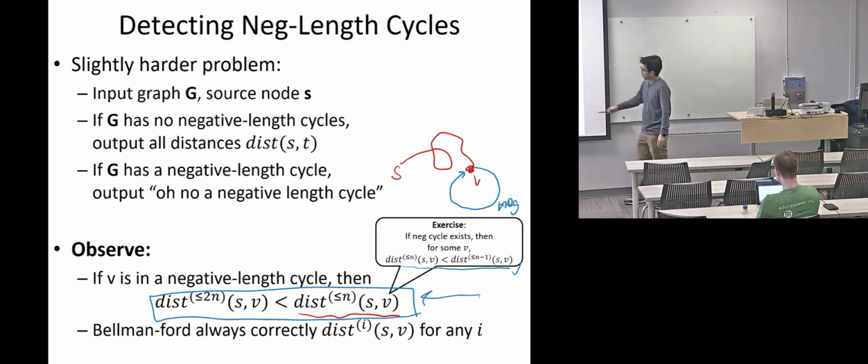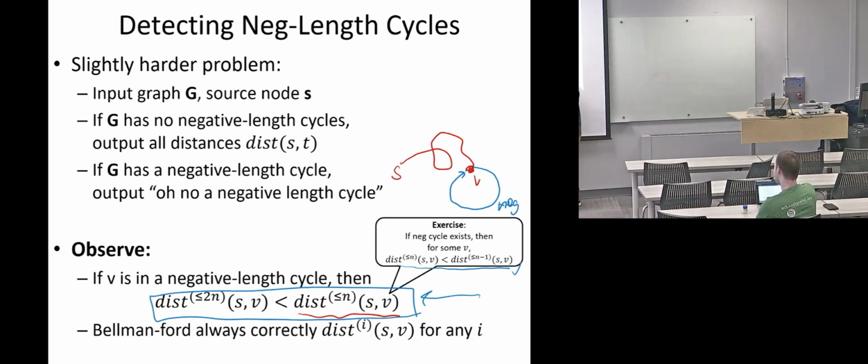With this observation, what should we do to detect a negative length cycle in our pseudocode maybe? How should we modify our algorithm? If when we recompute the distance from S to V for a greater n, it's smaller, then we just output that there's a negative length cycle. We can literally just check this in the code.